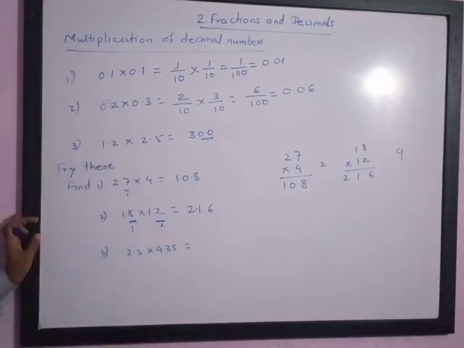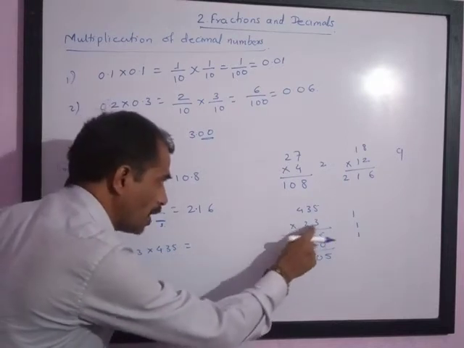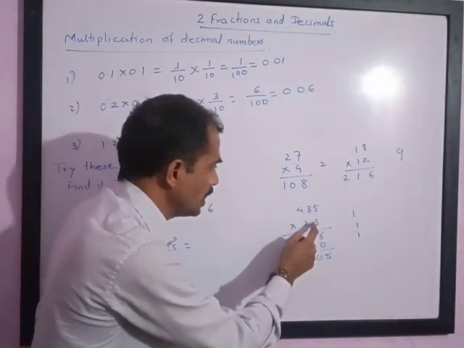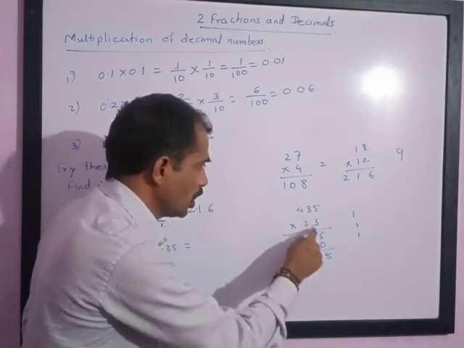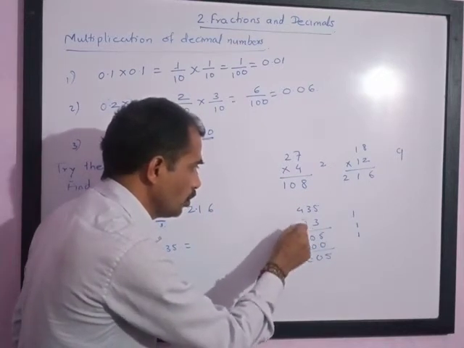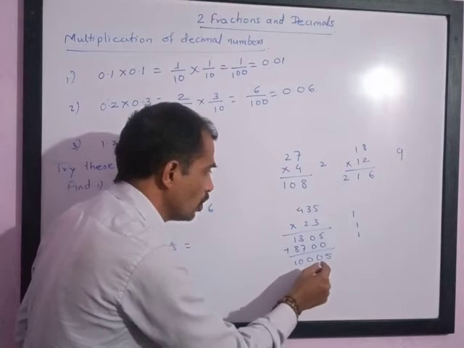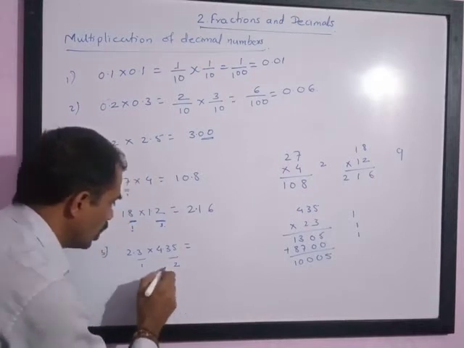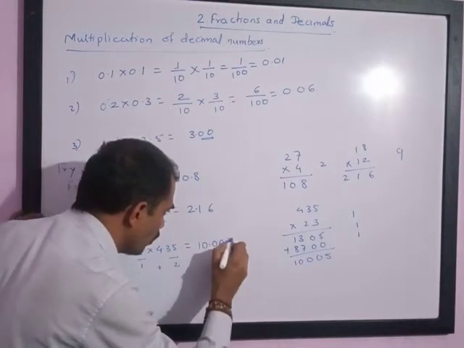Next is 2.3 into 4.35. So 435 multiplied by 23, we have to multiply as if the decimal point is not there. You will get 3 5s are 15, 1 carries, 3 3s are 9 plus 1 is 10, 0, again 1 carries, 3 4s are 12 plus 1 is 13. Then 2 5s are 10, give 0, 1 carries, 2 3s are 6 plus 1 is 7, and 2 4s are 8. After doing addition you will get 10005. Now count how many digits are there after the decimal point. Here it is 1, here there are 2. So in the answer you will get 3 decimal places. So you will get 10.005.